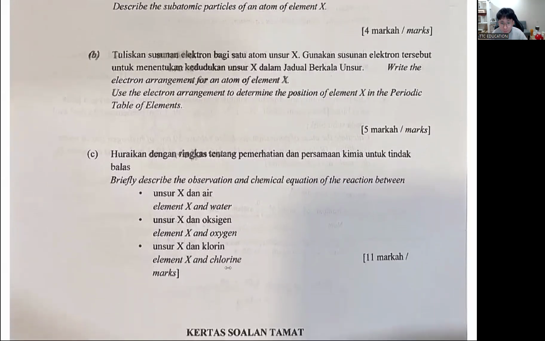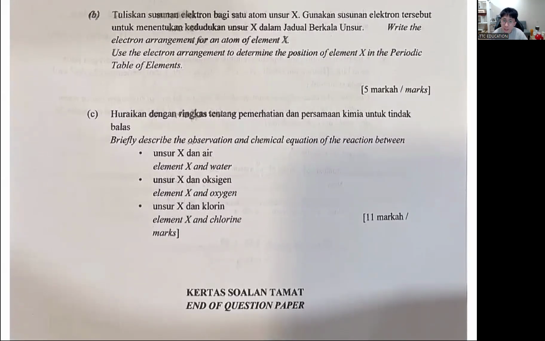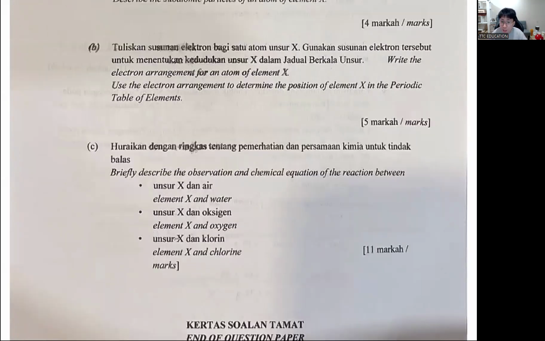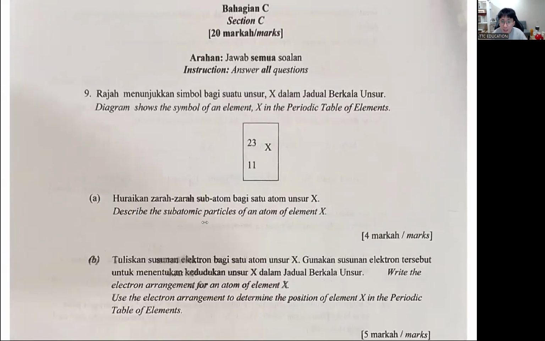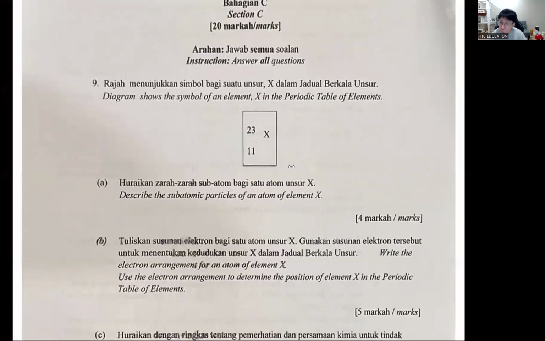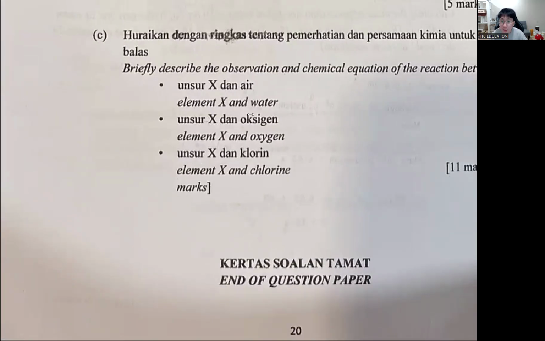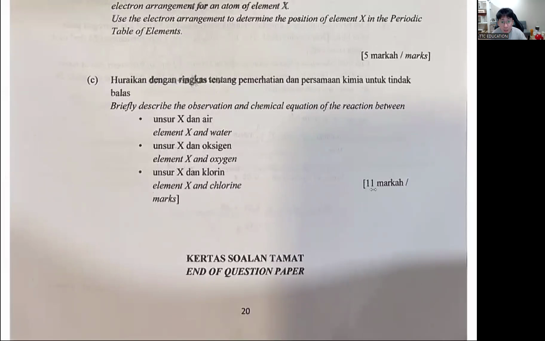Then of course, they give you like C, they briefly describe the observation and chemical equation of the reaction between X and water, X and oxygen, X and chlorine. This one is actually chapter 4, which we actually haven't learned, because if you see, element X is actually group 1. So group 1 element, if you react with oxygen, water, and chlorine, they will have observation, they will have equation, where you're gonna see this is 11 marks.